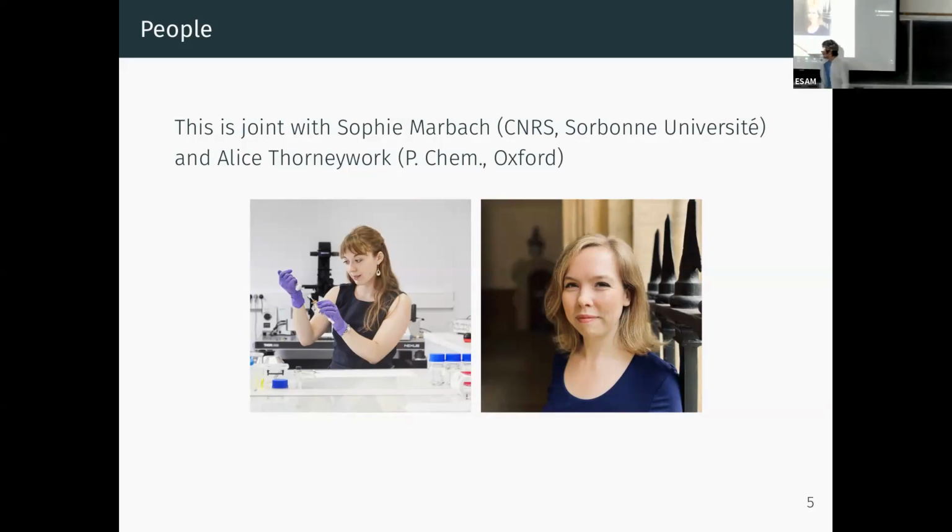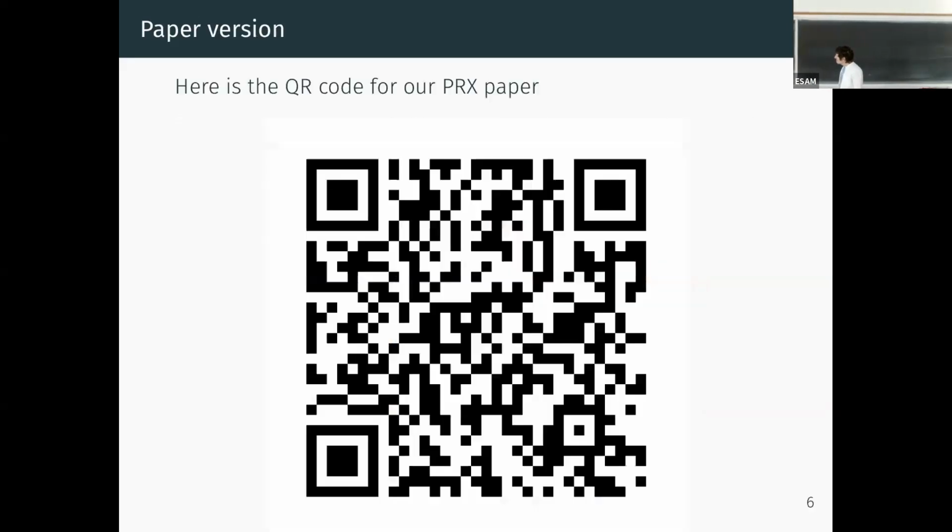So this is Sophie Marbach, who is at Sorbonne, and this is Alice Thorney's work. I like these pictures because Sophie here in the lab was the lead on all the theory in this project, and Alice was the lead on all the experiments. But it was a lot of fun. Still is a lot of fun. We're still working on a lot of stuff.